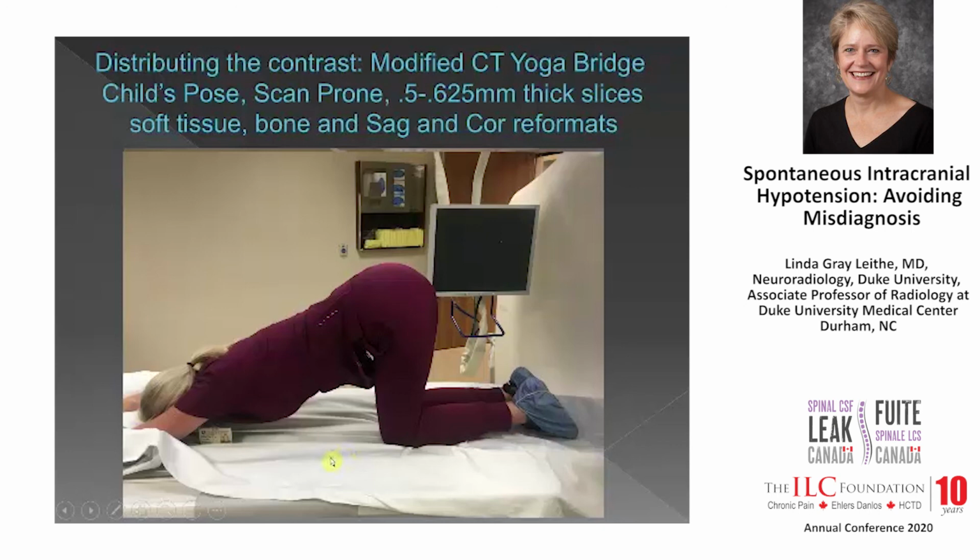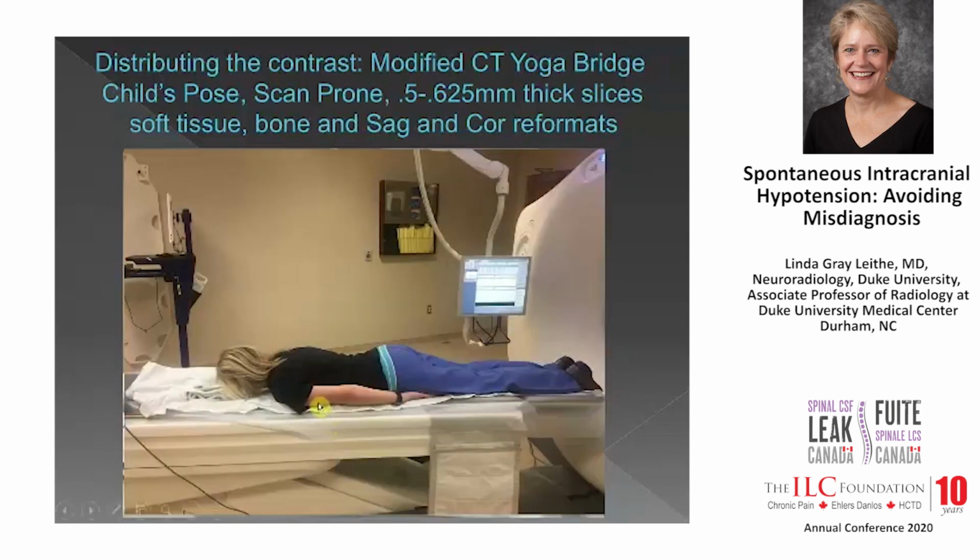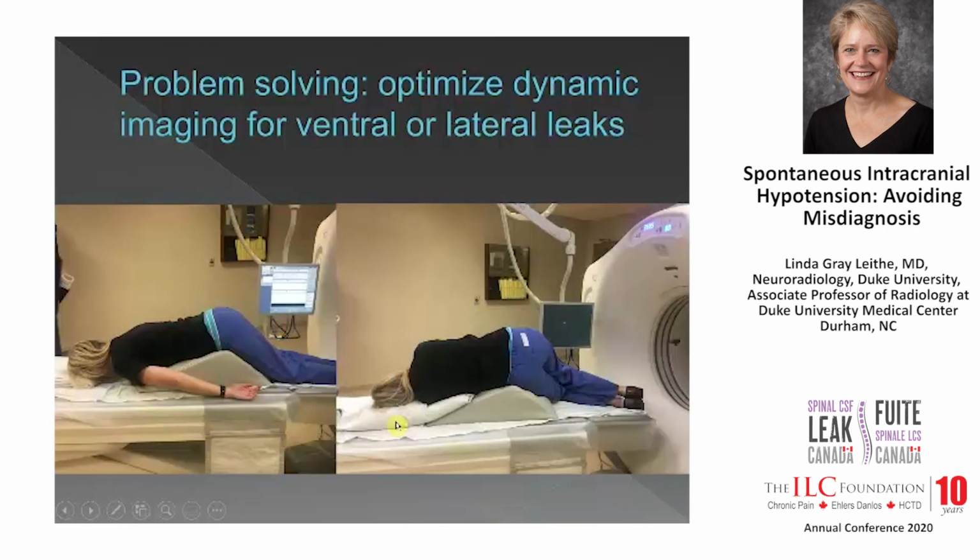And everyone is scanned prone or in the lateral decubitus position for problem solving. If you scan the patient on their back, most of the time the leaks are not on the back. If they are, you might want to do supine imaging, but most of the time the leaks are coming from nerve roots or ventrally, and you want to scan the patient in a prone position and then get sagittal and coronal reformats. For problem solving, we may put the patient in this position here and do a dynamic scan, or lateral decubitus to look for nerve root leaks from nerve root diverticuli or CSF venous fistulas.